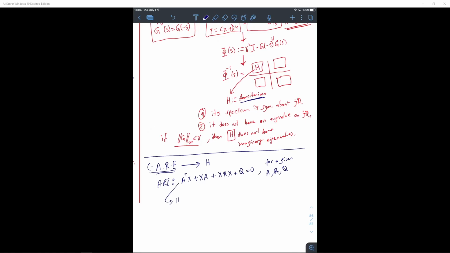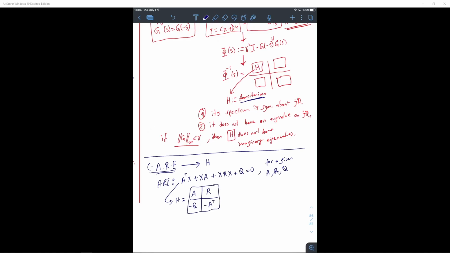We are going to construct H. There exists a Hamiltonian matrix H, known as the Hamiltonian matrix, associated with this algebraic Riccati equation, and it is written as [A, R; minus Q, minus A transpose].